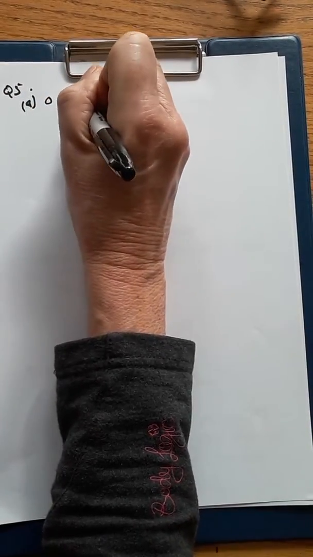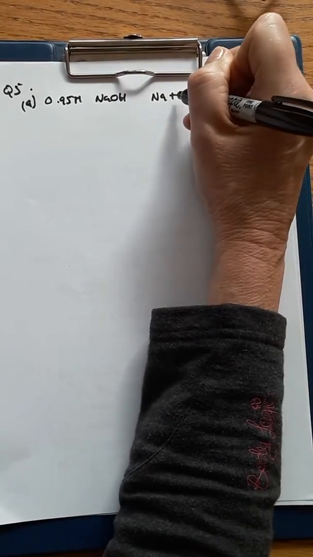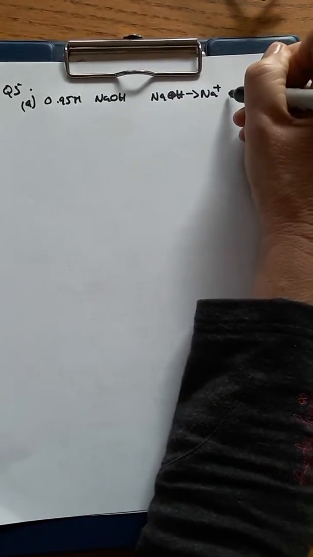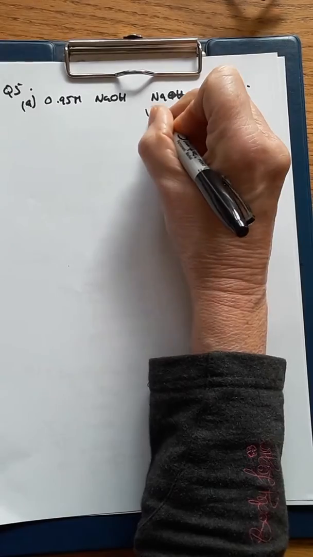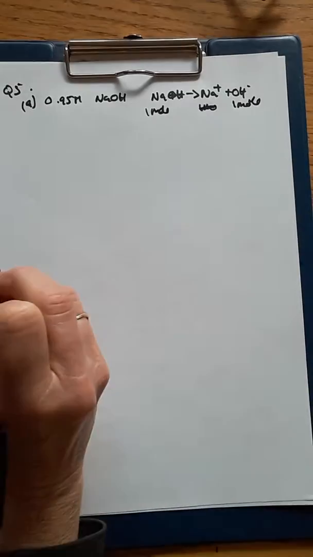Let's do the same now with bases to see how this works. So, in question 5, the first part says, find the pH of the following solutions. The first one, I'll do 3 of these. The first one is 0.95 molar NaOH. So step 1, write the dissociation equation. So NaOH splits up into Na plus and OH minus. So this tells me that 1 mole of NaOH gives me 1 mole of OH minuses.